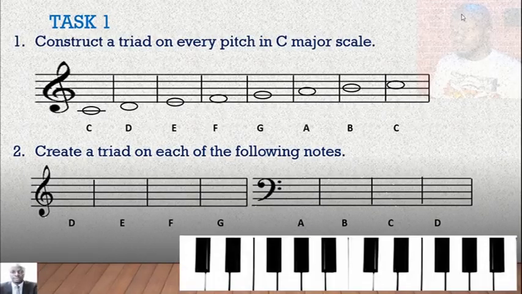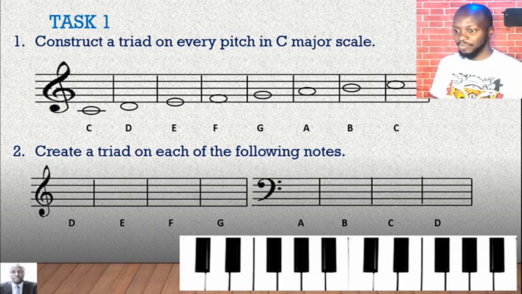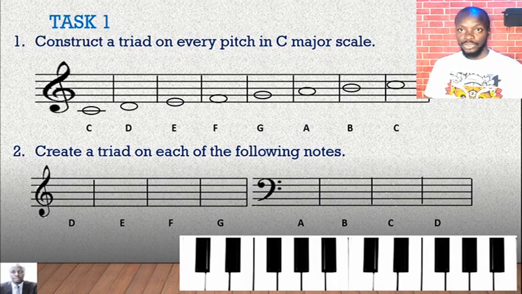Alright, there's a task before you. If you know the answer, put the correct answers in the comment section. And as usual, let's try to answer the questions together. Alright, let's go. The first question says, construct a triad on every pitch in the C major scale.